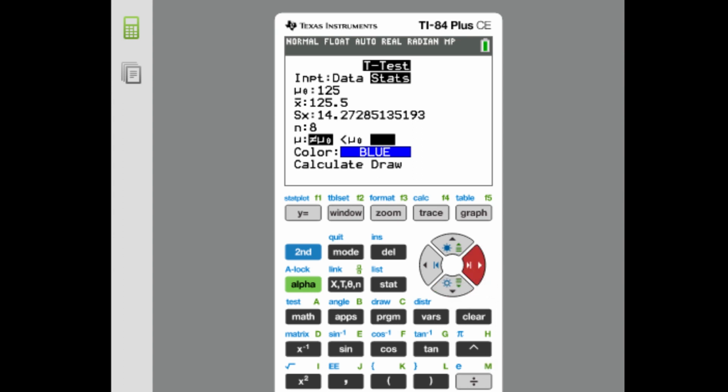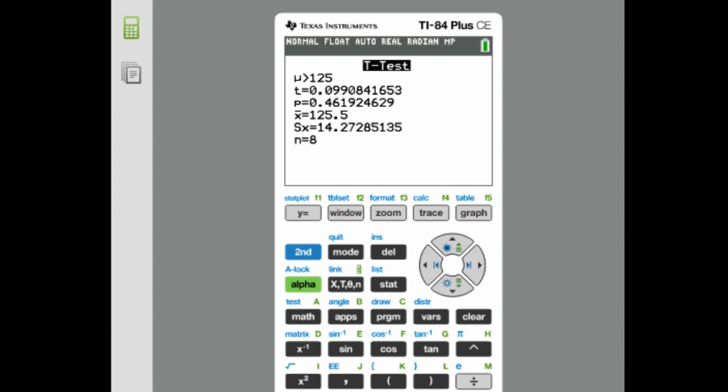Go to the right. I don't know what you hit, but there's no frequency. Did you hit T-test? Weird. I don't know. Hit now what? Calculate.